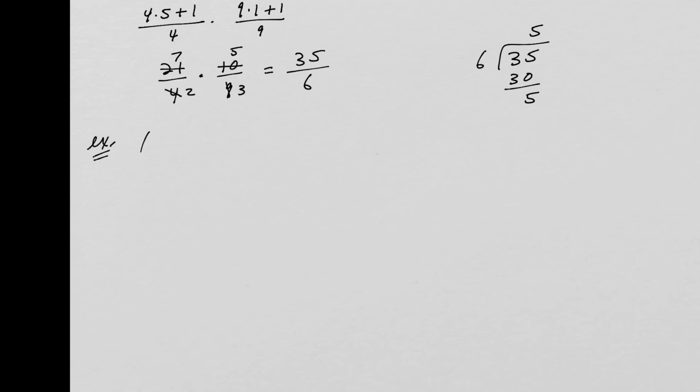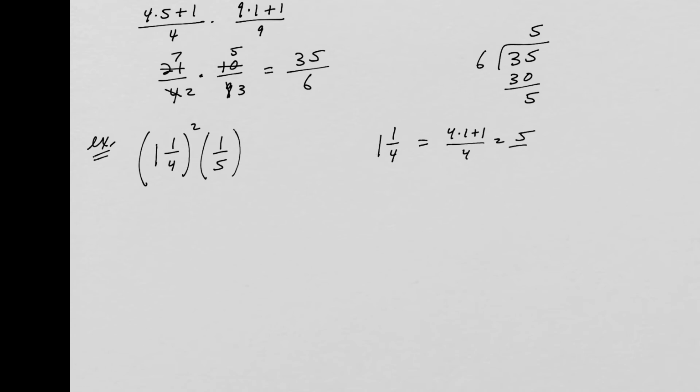Let's say I have 1 1/4 squared, and then I want to multiply that by 1/5. Okay, so first of all, what's 1 1/4 as a mixed number? Sorry, it is a mixed number. What is it as an improper fraction? Well, remember, it's going to be 4 times 1 plus 1 over 4, right? So that's going to be 5/4.